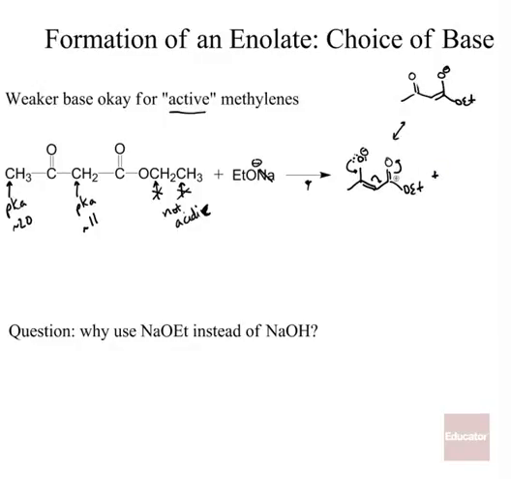My other product here, if I used ethoxide, gives me ethanol. That has a pKa somewhere around 18. So again, comparing a pKa of 11 to a pKa of 18, that's a huge difference, and that strongly favors the forward direction and negates the reverse direction. So this is called a stabilized enolate.